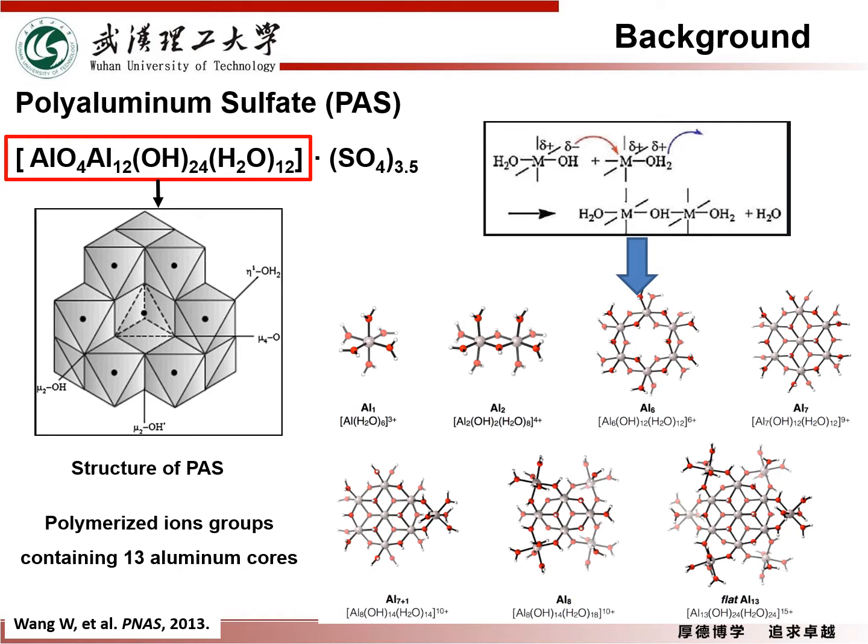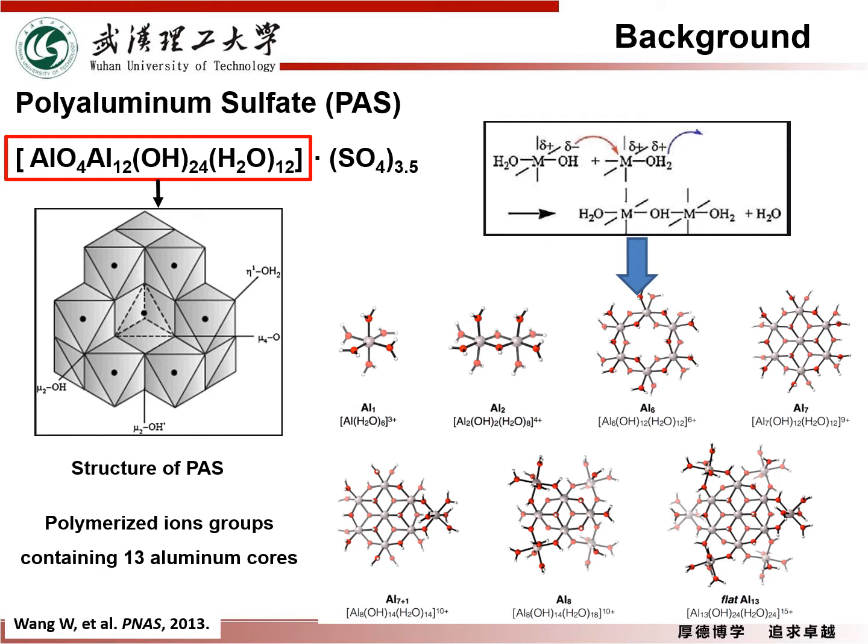As this page shows, aluminum ions tend to polymerize and bond together with hydroxyl ions at a certain pH to form polymerized ion groups containing multiple aluminum, such as 2, 6, 7, 8, 13, and many other numbers of aluminum.